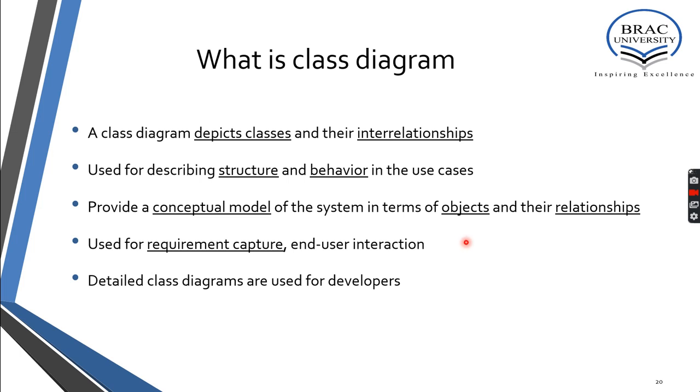So for class, we need to identify the classes based on the objects and then the relationships. It is used for requirement capture and end user interaction. So from the requirement, we will identify the classes and then the user interaction with those classes. And the detailed class diagram is actually used for the developers. So your system developers will use the detailed class diagram to develop the system.